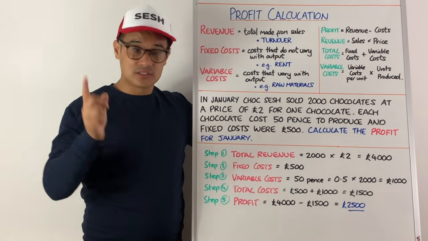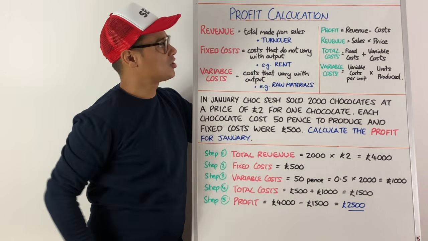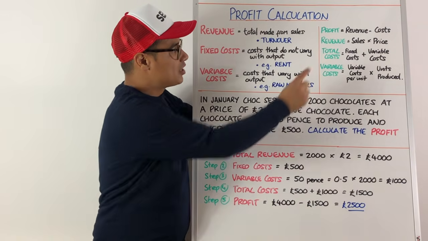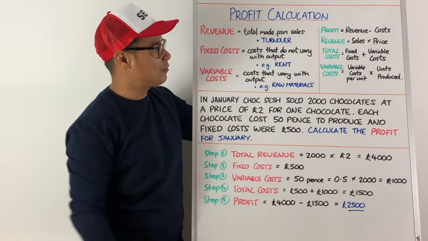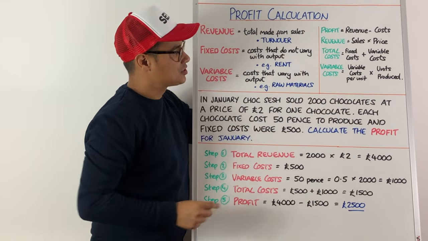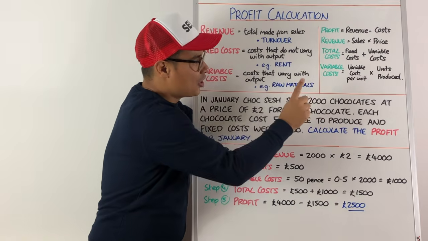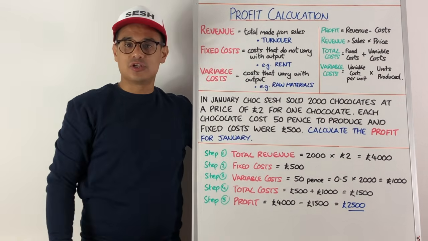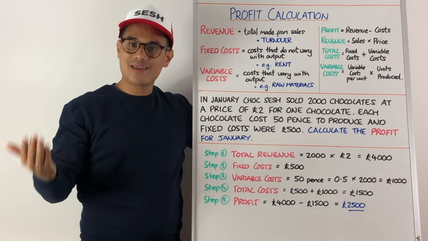Now, we need to know the formulas. The formulas are profit equals revenue minus costs, revenue equals sales times price, total costs equals fixed costs plus variable costs, and the very important one for this video is variable costs is the variable cost per unit times by units produced. Now let's go through a question and answer it.